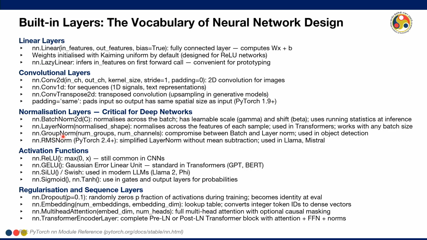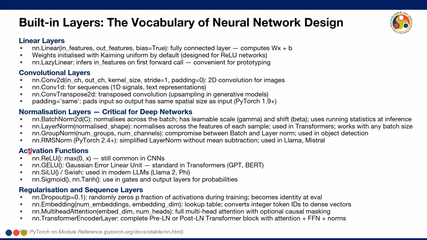You have group normalization, where we have the number of groups and number of channels, and basically this sits between the batch and the layer normalization. It is widely useful for object detection tasks. Similarly, you have RMS normalization, which is widely used for models like Llama and Mistral.